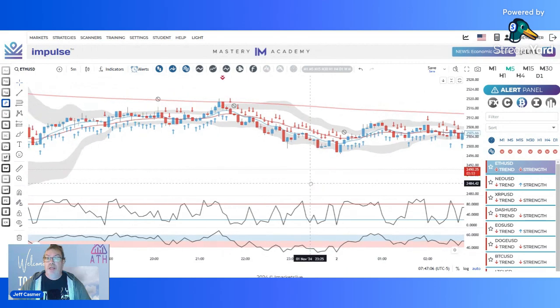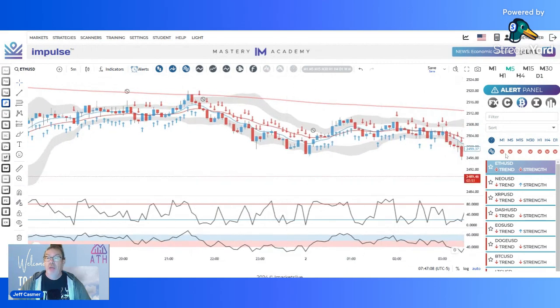And the first step of this trading strategy is the 1 minute to the 1 hour all have to be trending in one direction. They are trending down. The 4 hour and the daily are also trending down. That's an extra confirmation, okay? See trend and strength, both arrows down. Perfect. Doesn't matter if it's up or down. It just has to be trending in one direction.